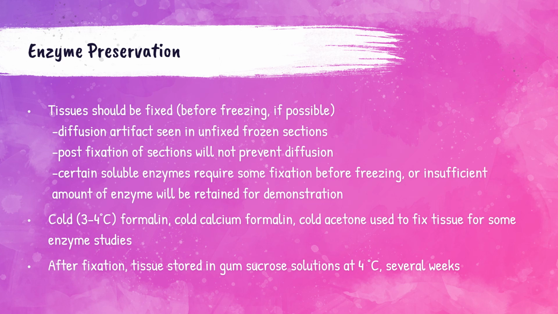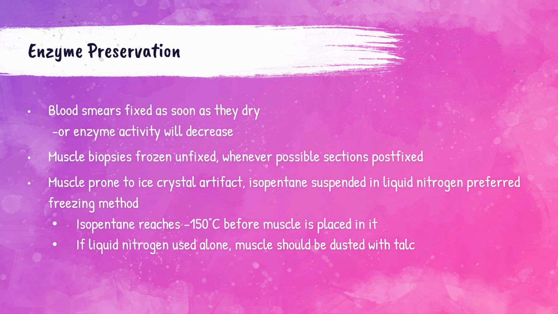Cold formalin, so formalin around 3 to 4 degrees Celsius, cold calcium formalin, and cold acetone can be used to fix tissue for some enzyme studies. After the tissue has been fixed, it can be stored in gum sucrose solution at 4 degrees Celsius for several weeks. If the technique being used permits the fixation of the sample, blood smears should be fixed immediately once they are dried. If not immediately fixed, the enzyme activity will be decreased in the sample.